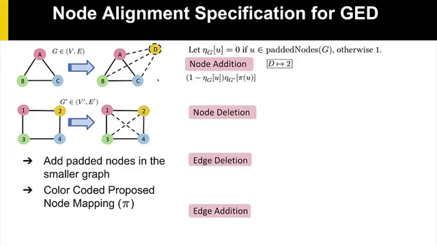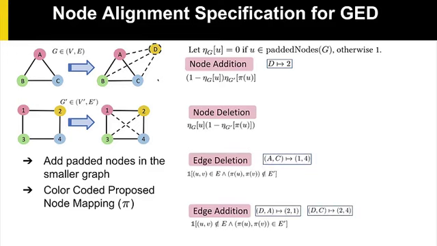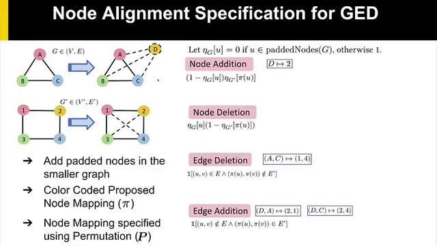When the padded node D is mapped to node 2, that means a node addition is being done. There are no node deletions in this example. When an edge AC in the source graph is mapped to a non-edge 1,4 in the target graph, that implies edge deletion. And similarly, non-edges AD and DC mapped to edges 1,2 and 2,4 indicate edge additions.